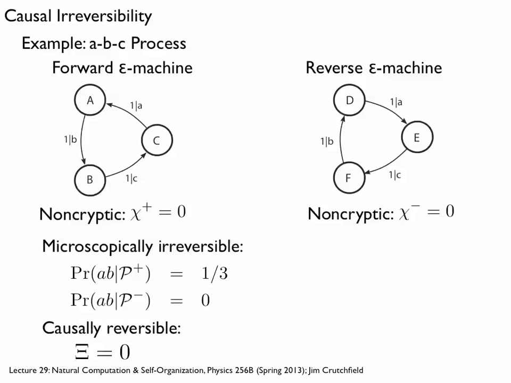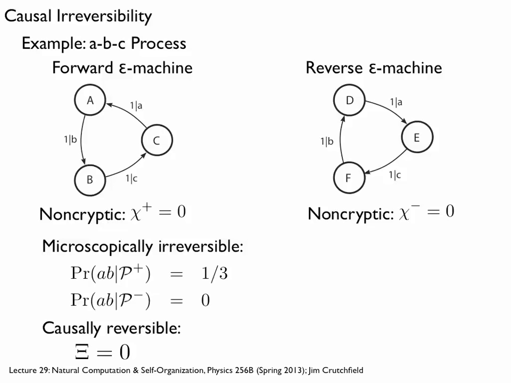Simple case, periodic period 3 process, ABC. So ABC, ABC, ABC. Well, okay, we know how to reverse this one: ACB, ACB, ACB, that's fine. It's not cryptic. E is log base 2 of 3, period 3. State information, uniform probability, is just log base 2 of 3 bits, Shannon entropy. So it's not cryptic, but it's microscopically irreversible.